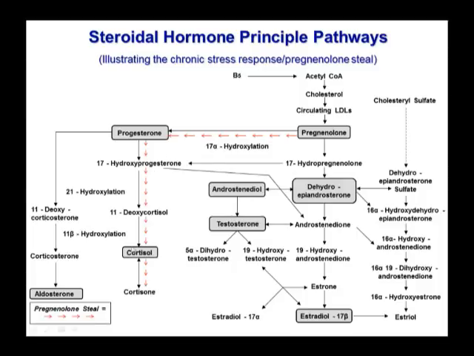Now notice this red line. That red line, or the red arrows, excuse me, represents the preferential pathway under stress. So the body is prioritizing the continual production support of cortisol over everything else under chronic stress. This is also called pregnenolone steal. We're stealing pregnenolone to support cortisol, robbing Peter to pay Paul while everything else suffers.